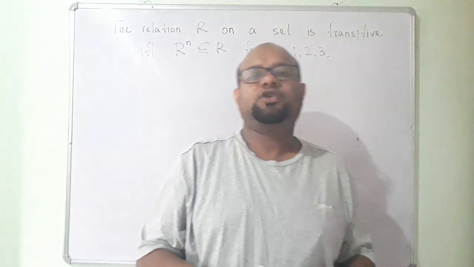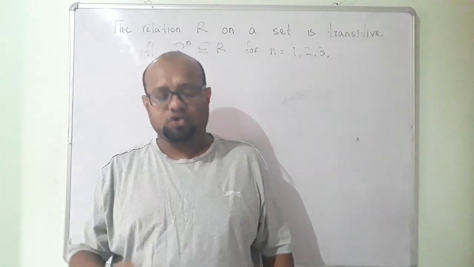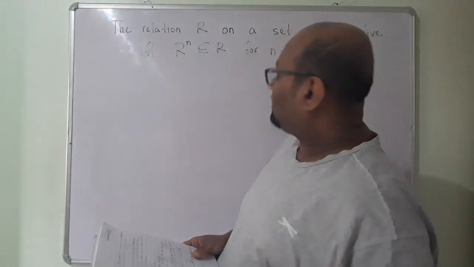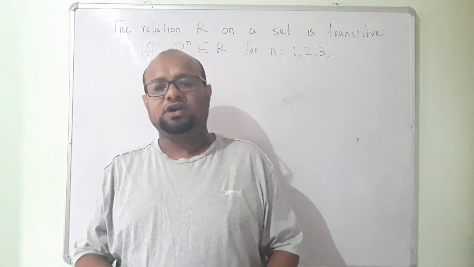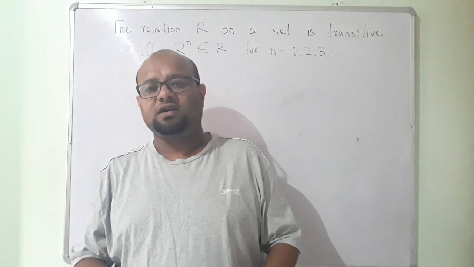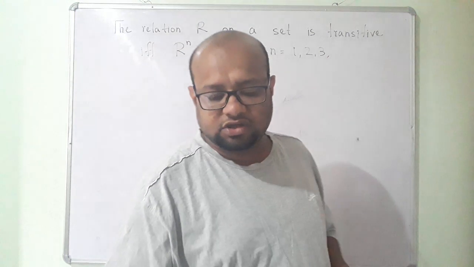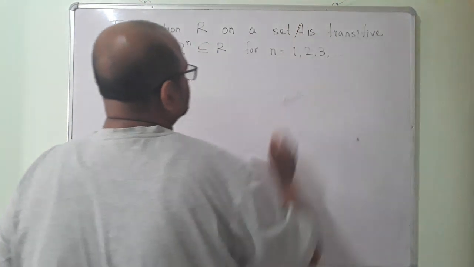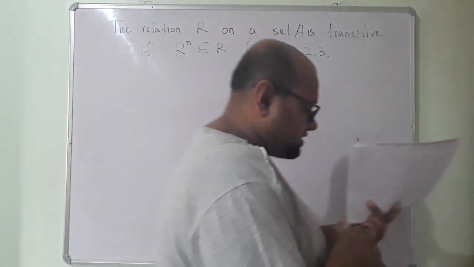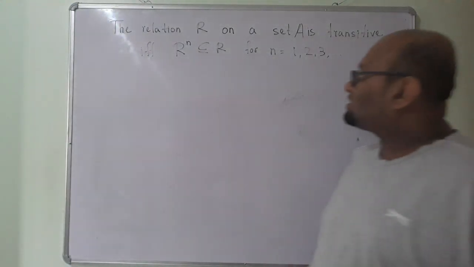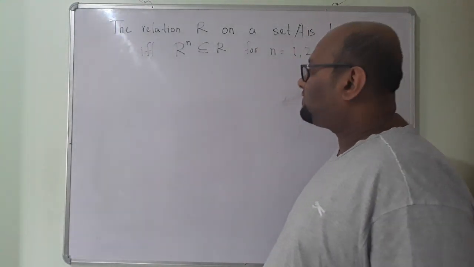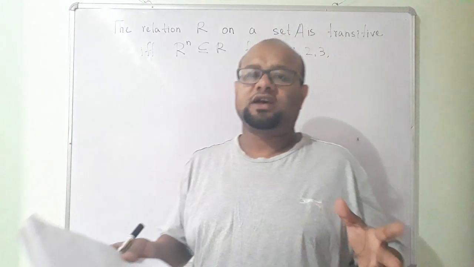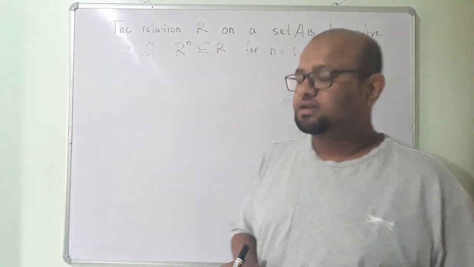In the last video we ended by looking at a theorem. It said that the relation R on a set A is transitive if and only if R to the power n is a subset of R for n equal to 1, 2, 3, that is, n being a positive integer. This is the theorem that we looked at in the last video.